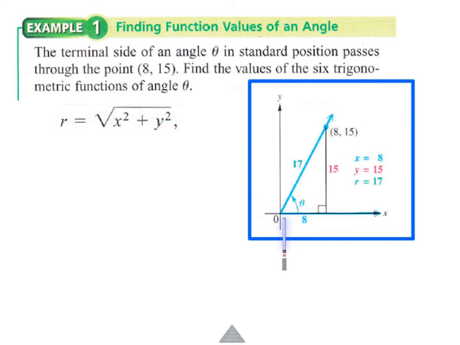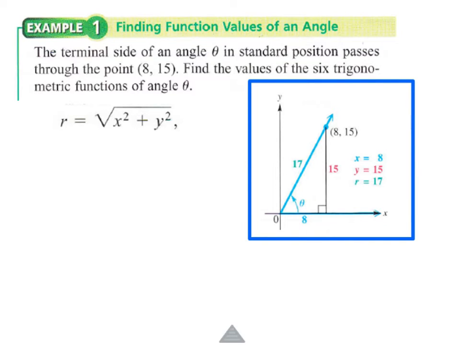So again, really your x being 8, y being 15. And again, writing that out is something I would also highly recommend. And then mentioning here how to find r. Really this is the same as the Pythagorean theorem, saying that a squared plus b squared has to equal c squared. But in this case, instead of a, b, and c, it's x, y, and r.